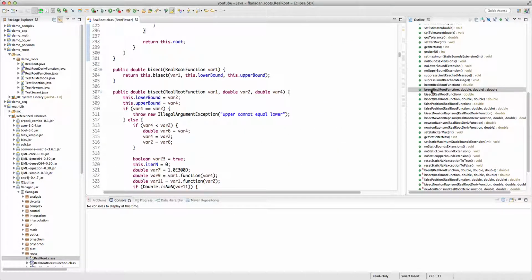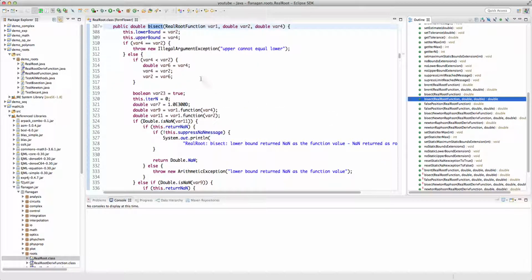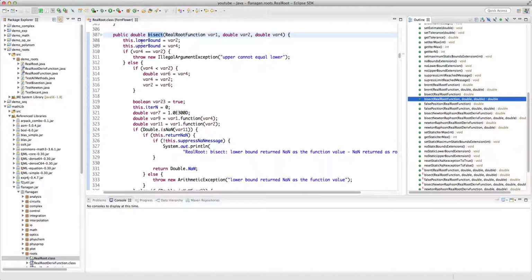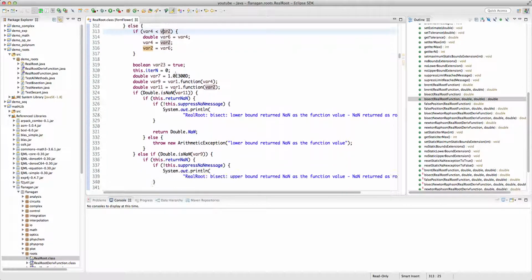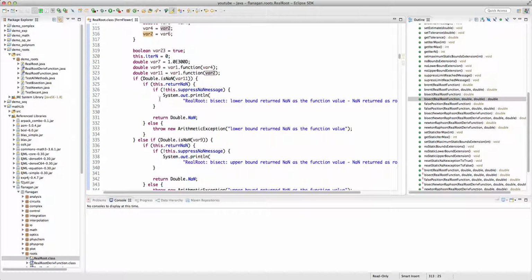Now after Brent, we have the bisection method, which is the most simplest. So we have the function and the start point and end point. Obviously, the first test is checking for the lower bound and upper bound being equal, which is not allowed. And then we test whether or not the start point is in fact less than the end point. If not, we just swap the values.